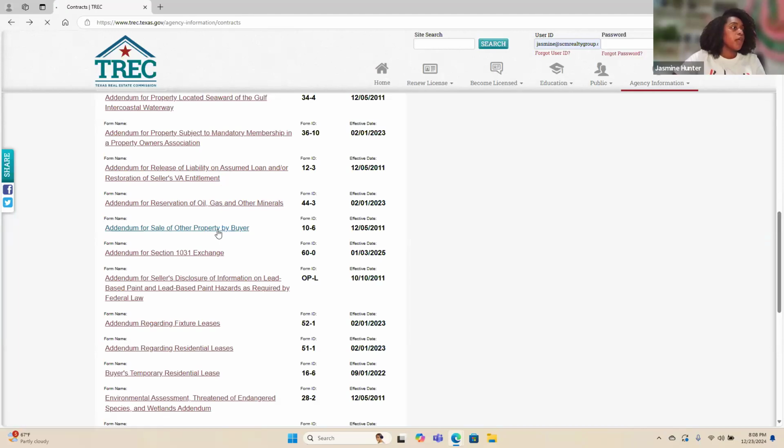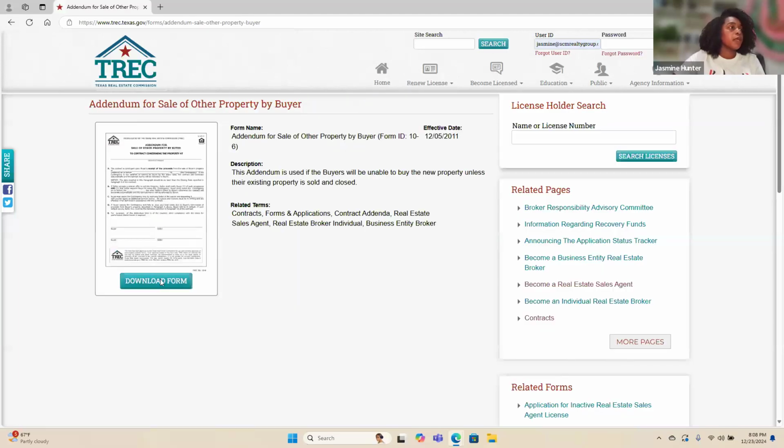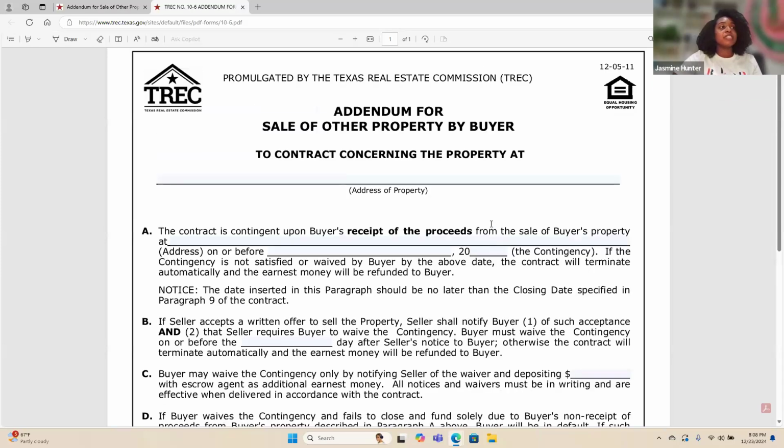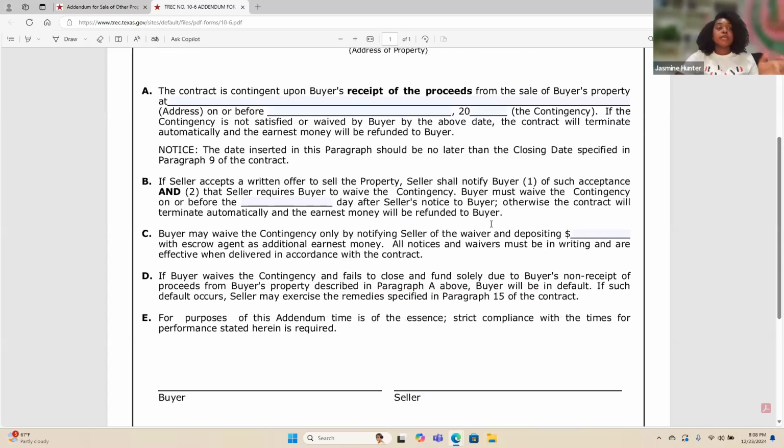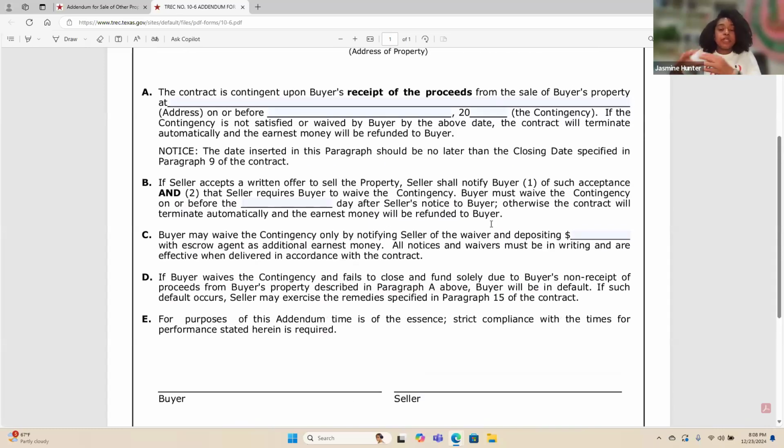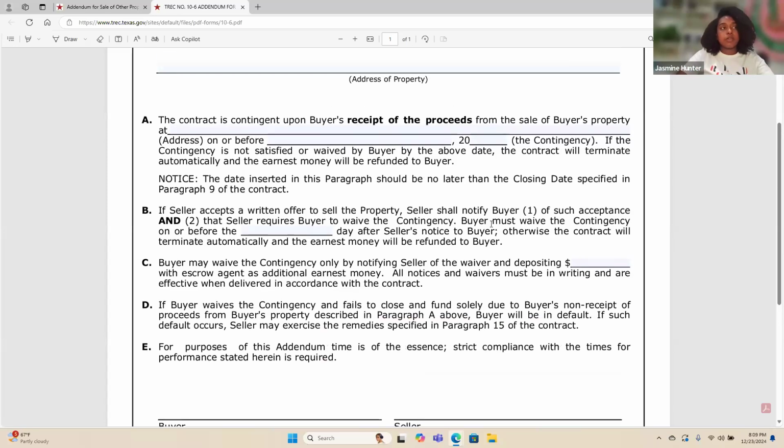Okay, addendum for sale of other property by the buyer. This is a contingency. If you ever see on MLS it says active contingent, that's what this is talking about. This is basically saying the buyer is putting a placeholder on your contract for your seller. I will buy your house as long as I can sell my house first, right? I can't do one without the other. So I'm going to send you an offer contingent upon selling my house, and here are the details of me selling my house. That's all this is for.